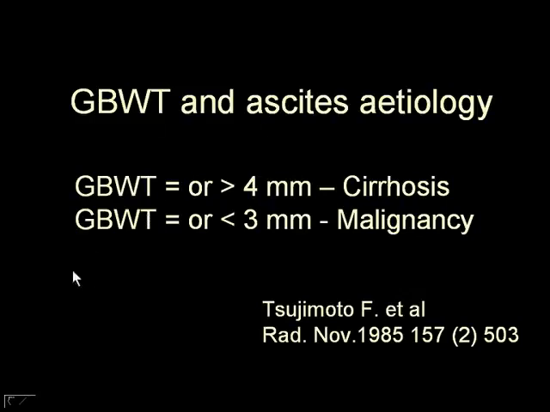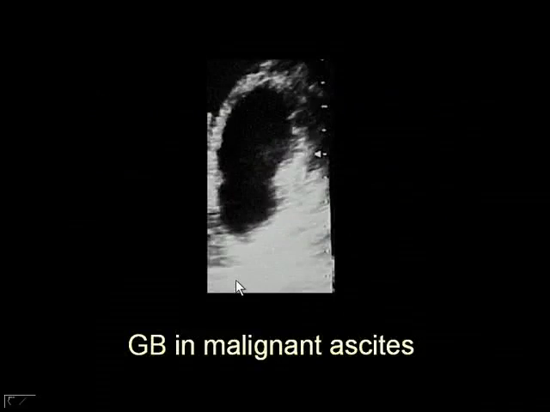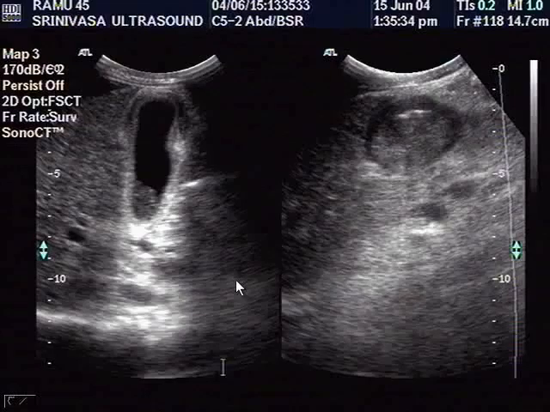There is in fact an article which says, in a case of ascites, if the gallbladder wall is less than 4 millimeters, think of the fluid as a transudate, secondary to cirrhosis, whereas if it is less than 3 millimeters, think of malignant ascites. So in malignant ascites the gallbladder wall doesn't thicken, but in ascites due to hepatic dysfunction, due to hypoalbuminemia, as occurs in cirrhosis, you will have gallbladder wall thickening. Okay, those are a few examples.